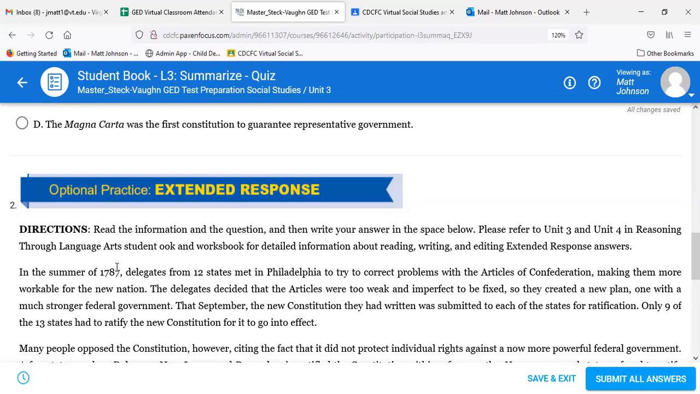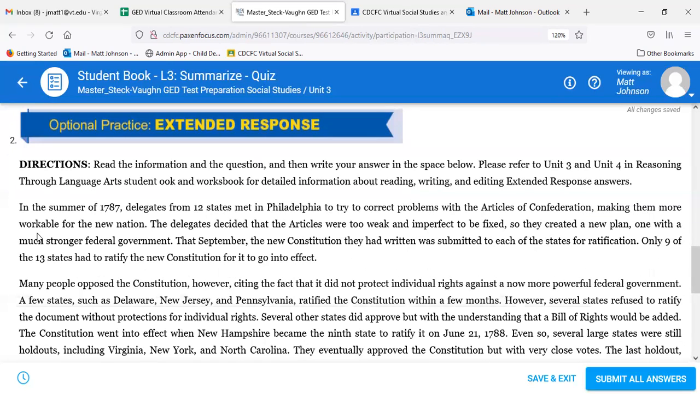So far, we have the delegates from 12 states meet in Philadelphia to improve the Articles of Confederation, decide it was too weak and not fixable. So they create the Constitution with a stronger federal government. And then what happens after that? What else is important here?